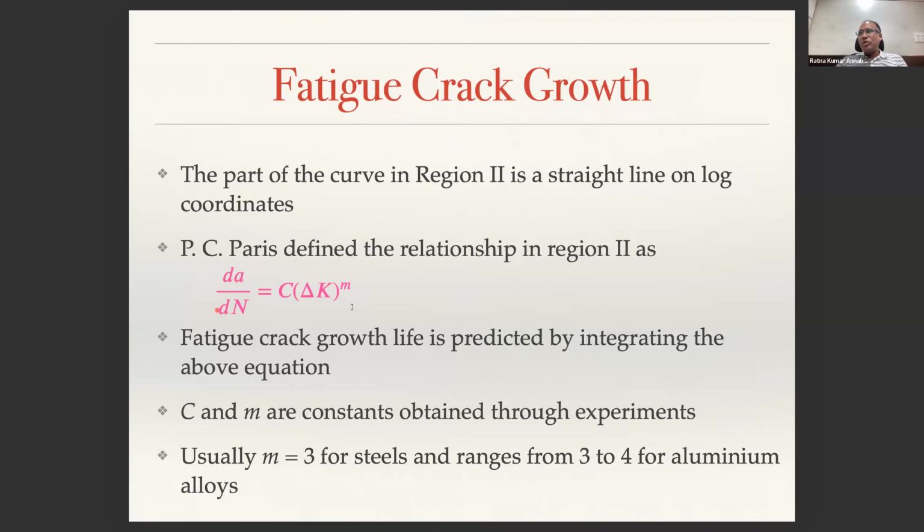And this is what we call Paris law, dA/dN is equal to C delta K to the power m, where C and m are your fatigue material constants, which can be obtained through experiments. If you integrate this equation, you can find out the fatigue crack growth life. For many materials, for steels, m is equal to 3, and for aluminum, it can be between 3 and 4. But C depends on different materials. m is more or less 3 for steels, and between 3 and 4 for aluminum.